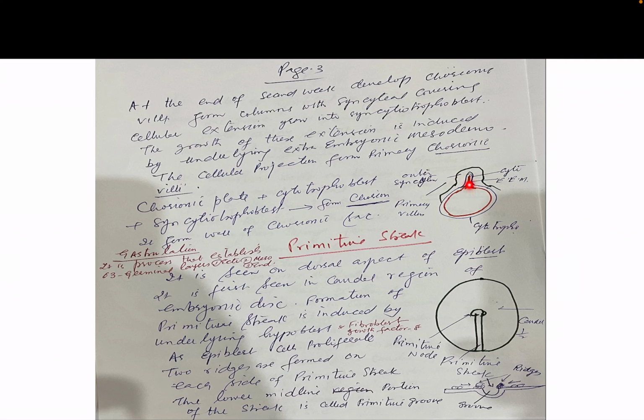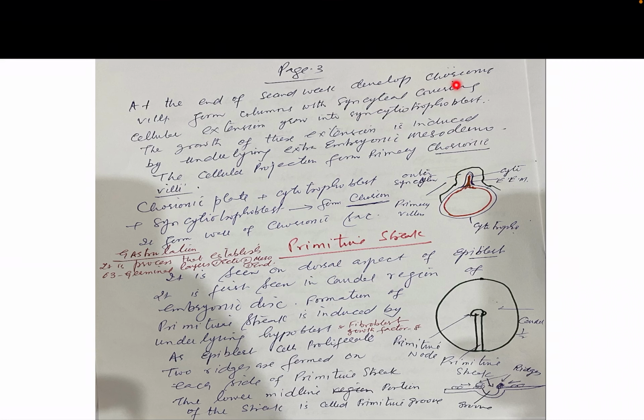The extraembryonic mesoderm changes into the capillary network or blood vessels. When blood vessels are formed, then the name given is tertiary villi. That is, inside is the blood vessel, outer is the cyto, then the syncytio. So what is the primary villus? Cytotrophoblast and syncytio. What is secondary villi? Addition of extraembryonic mesoderm, for which the name secondary is given. When extraembryonic mesoderm changes into blood capillaries, then it is the tertiary villi.